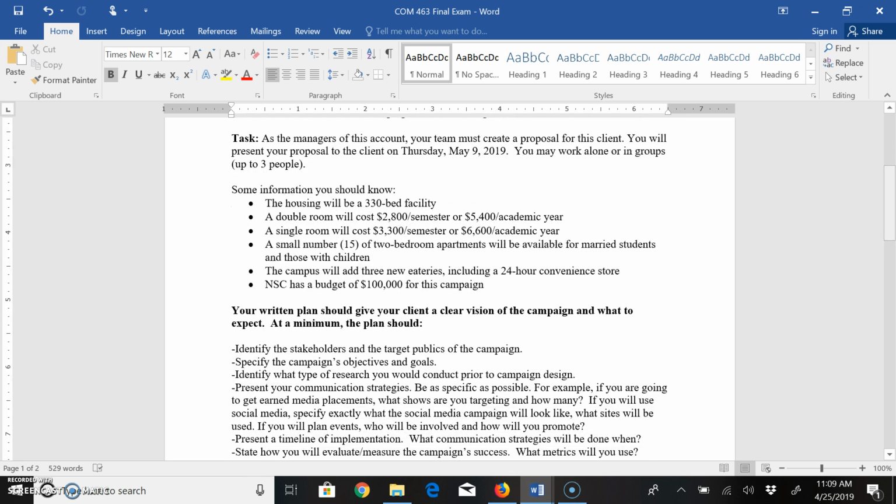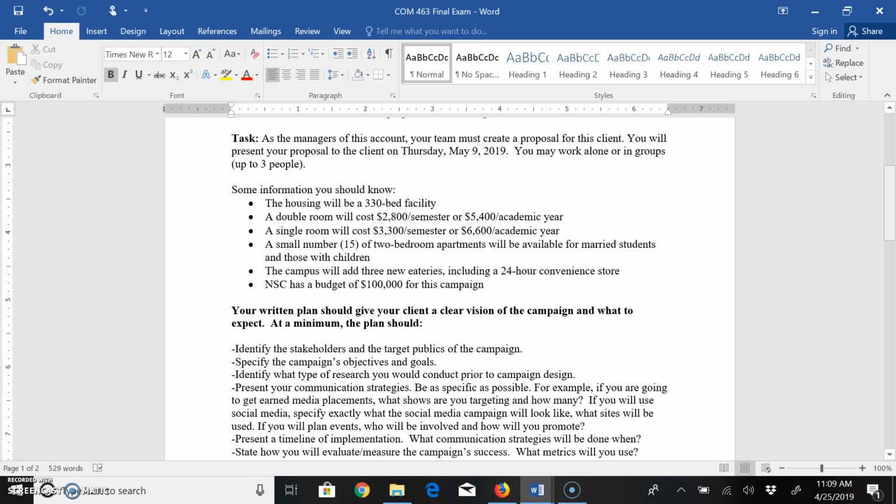So what is your written plan going to include? Well, you want to give your client a clear vision of the campaign and what to expect. So at a minimum, the campaign should identify the stakeholders and the target publics of the campaign, specify the campaign's objectives and goals, identify what type of research you would conduct prior to the campaign design, and then present your communication strategies. Now, you'll be a bit creative here because you haven't actually done the research, but based on the research results, let's just say, what would your communication strategies be? Be as specific as possible.